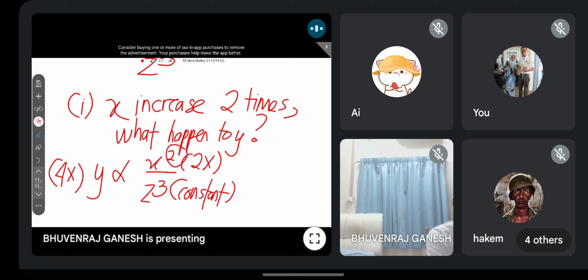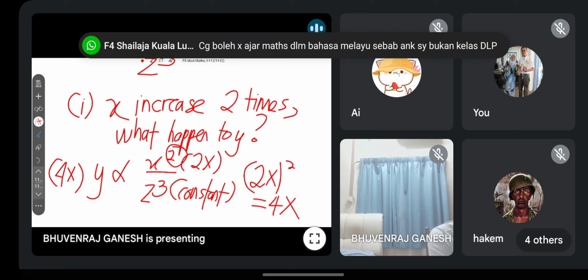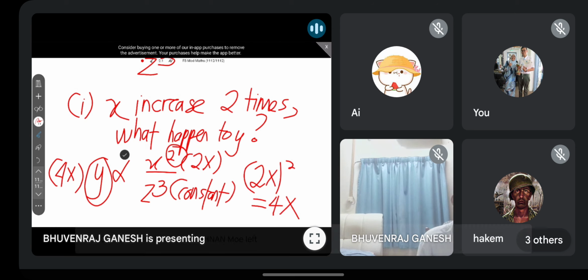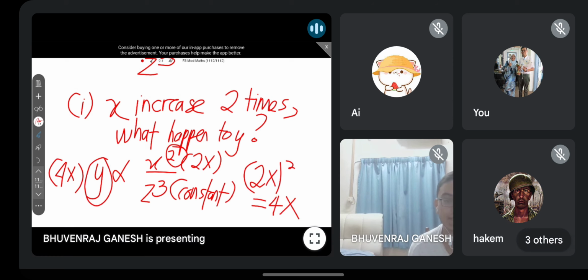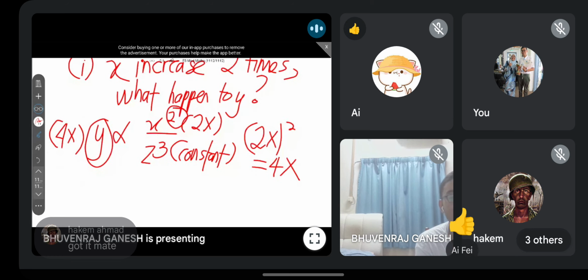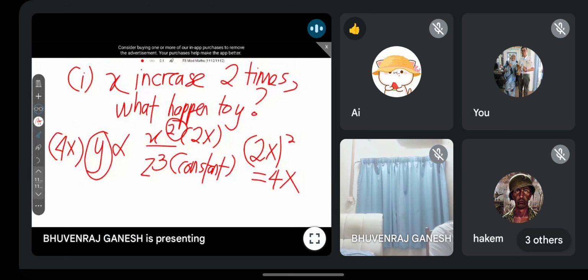Okay, mengapa? Because you have kuasa 2, you have square. So 2 times you square, you actually will increase by 4 times. 2 square is 4. So that is why nilai y akan ganda 4 kali. It multiplies by 4 when x multiplies by 2. Okay guys, can you all get it? The concept? Can we act like if you all understand? Okay, I know you understand. Okay, good.